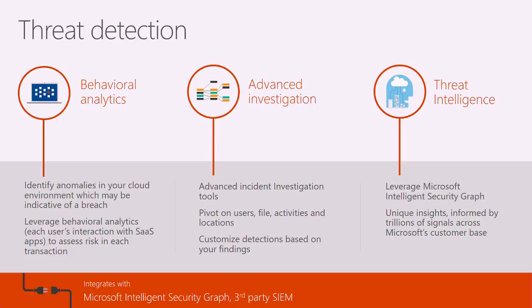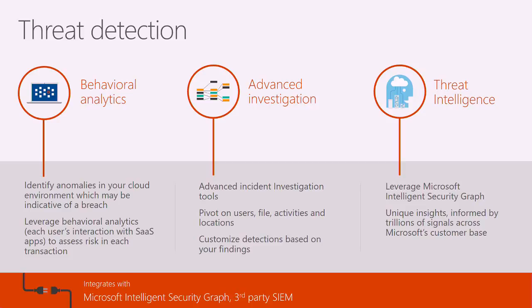So anyway, we can identify our anomalies in the cloud where we might actually indicate that there's a breach, and then we can do something. We can leverage all the behavioral analytics. So, you know, it might be that Derek doesn't normally download that much data. So why is he actually downloading this much data?